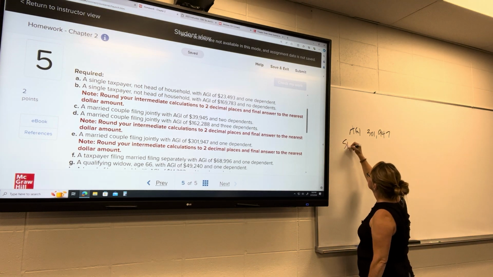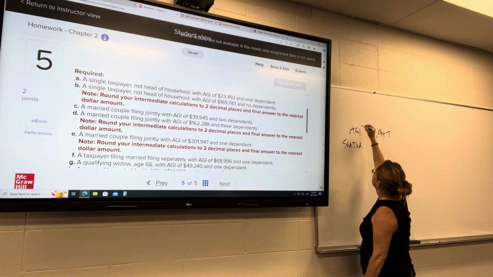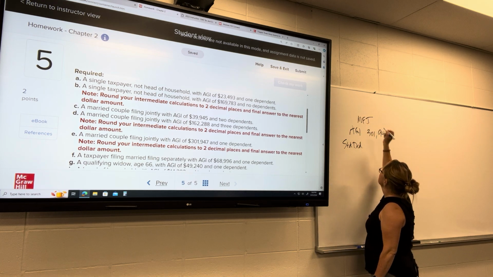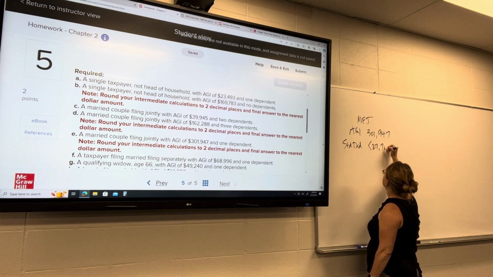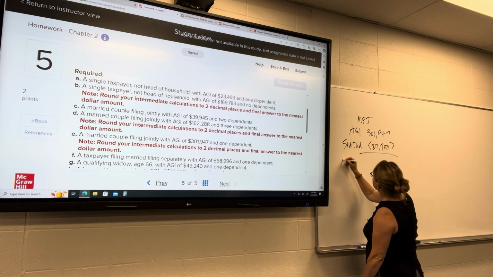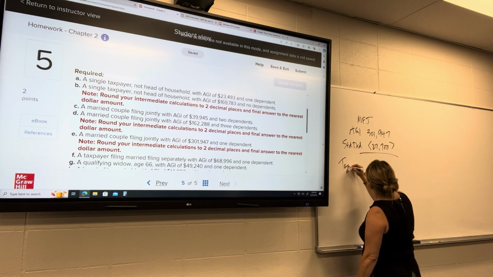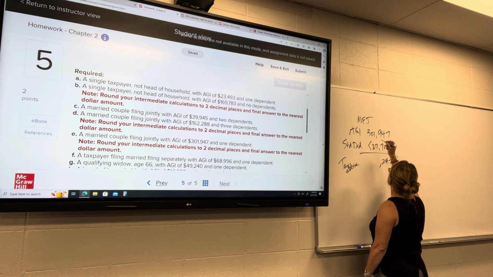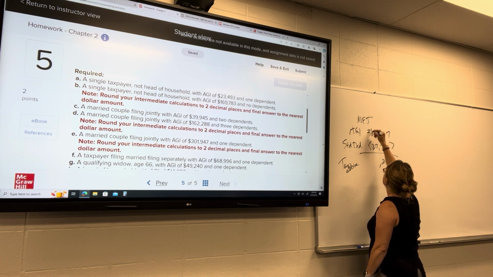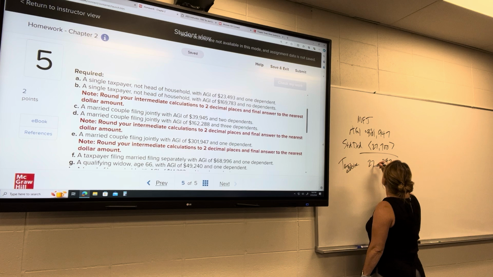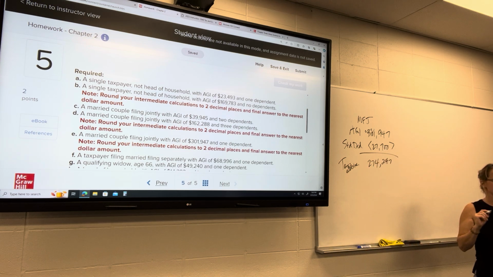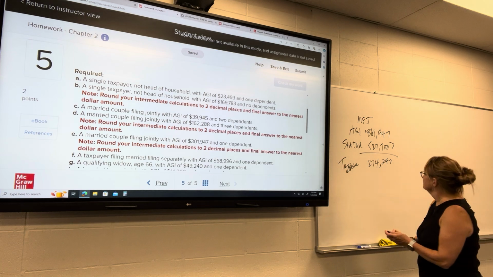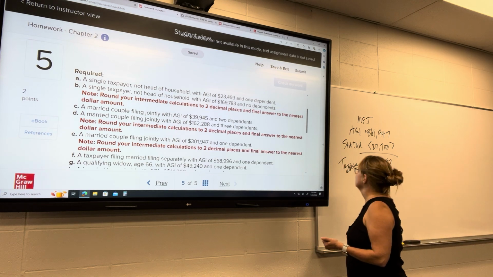What's our standard deduction? They're married filing jointly. 27,700. That means our taxable income is 301,947 minus 27,700, which is 274,247. Okay, so our taxable income is 274,247.